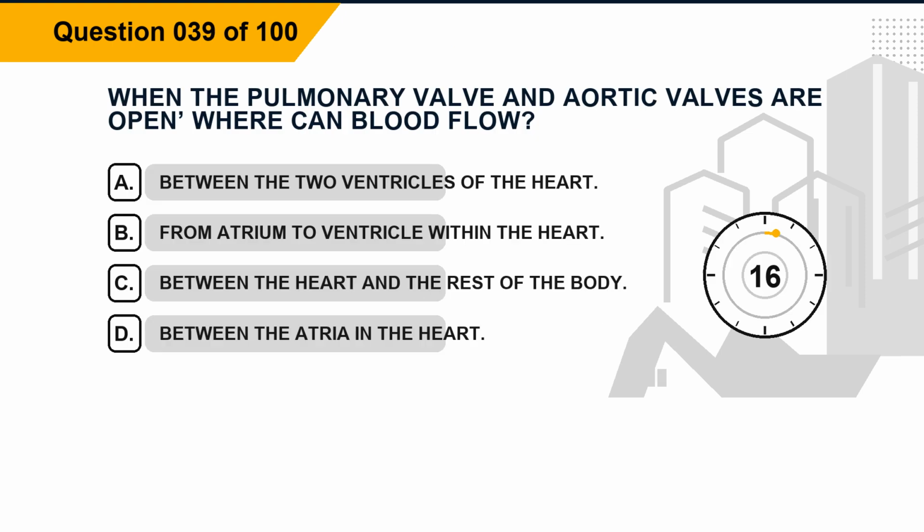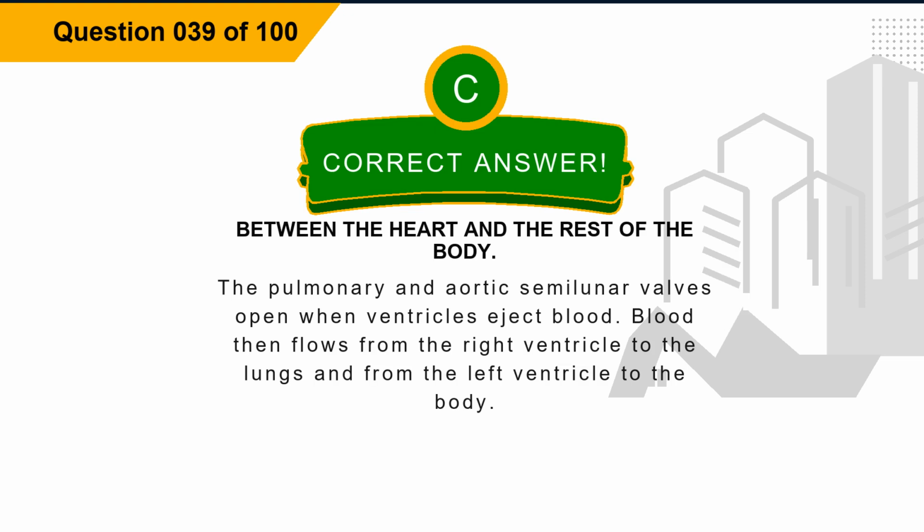Question 39. When the pulmonary valve and aortic valves are open, where can blood flow? Option A, between the two ventricles of the heart. Option B, from atrium to ventricle within the heart. Option C, between the heart and the rest of the body. Option D, between the atria and the heart. The correct answer is option C, between the heart and the rest of the body. Explanation. The pulmonary and aortic semilunar valves open when ventricles eject blood. Blood then flows from the right ventricle to the lungs and from the left ventricle to the body.